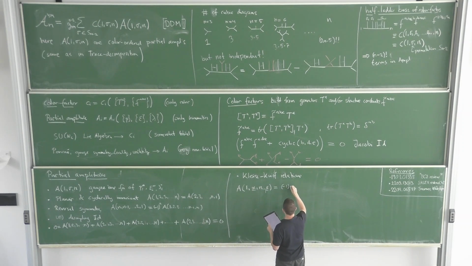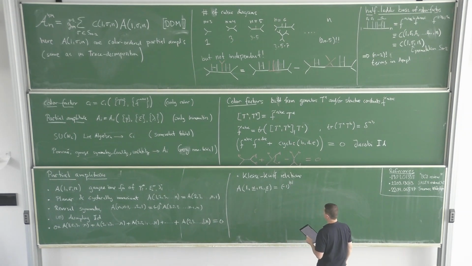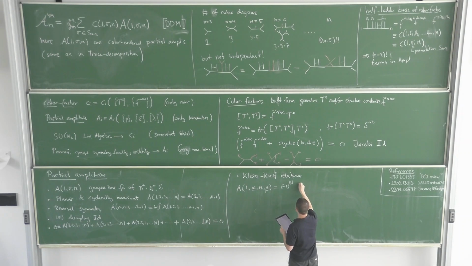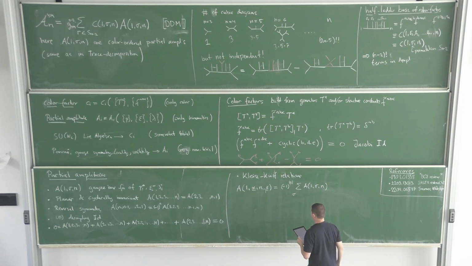So there's a minus sign to the number of elements in beta. Let me denote it by that. Then there's a sum over sigma, A1 comma sigma comma n. So this is our basis. And what is sigma? Sigma is the shuffle product between alpha and beta.